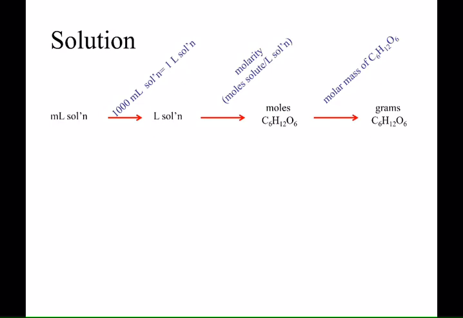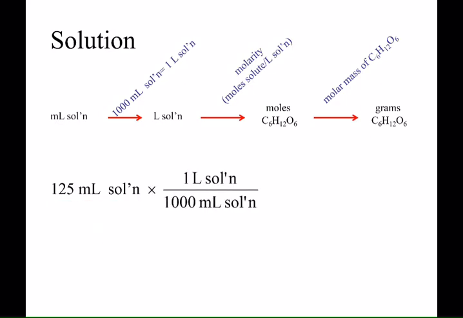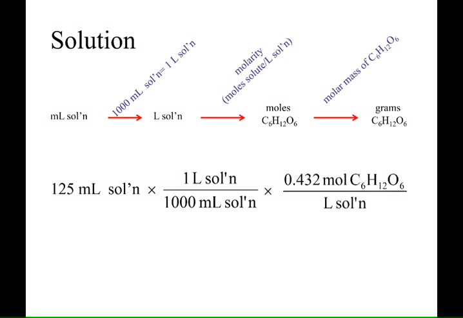So what's the first term going to be? It's going to be the volume of solution. So remember, I would put that over 1. And what's the next term going to be? We want milliliters to cancel, to be left with liters of solution, so it looks like this: 1 liter of solution over 1,000 milliliters of solution. Now we're ready to use molarity, and I didn't unpack it for you, but hopefully you can look back at what the problem says. So what does the third term look like? We want liters of solution to cancel, to be left with moles of glucose. It looks like this: 0.432 moles of C6H12O6 over 1 liter of solution.